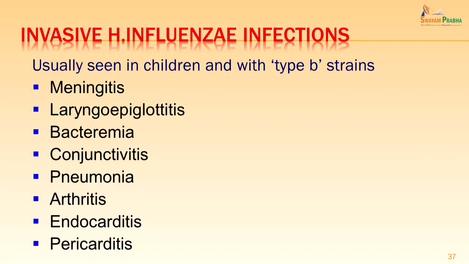Now, Haemophilus influenzae can cause invasive and non-invasive infections. So, though it is a prime target for meningitis, these invasive infections are usually seen in the capsulated strains, which are the type B strains. Apart from meningitis, it can cause other infections such as laryngoepiglottitis, which is also referred to as croup, bacteremia, conjunctivitis, pneumonia, arthritis, endocarditis and pericarditis. So, it has a large spectrum of infections which it can present with as invasive H.